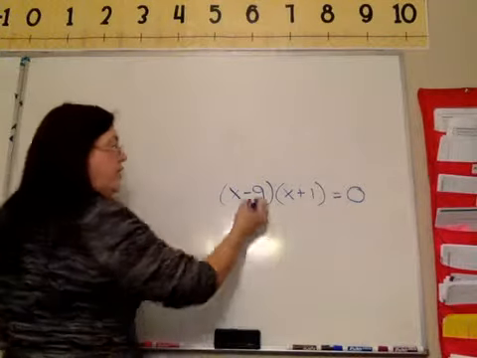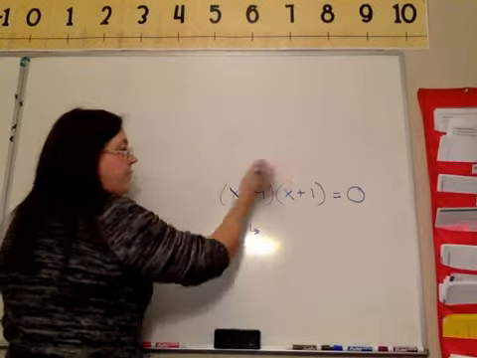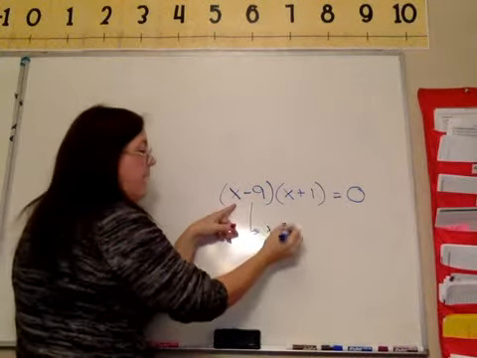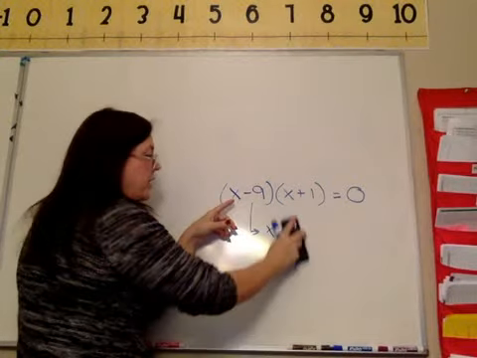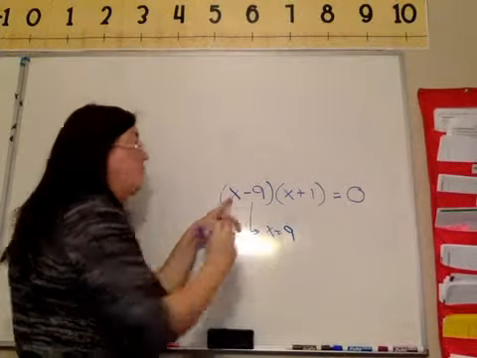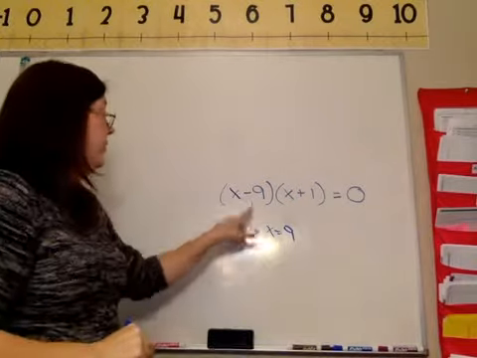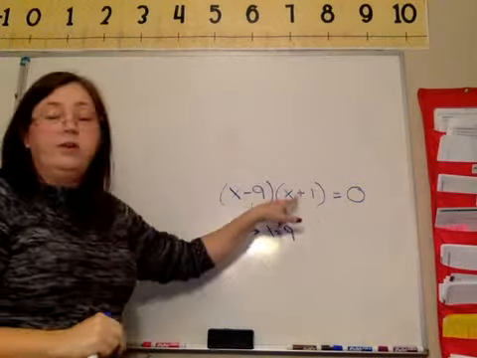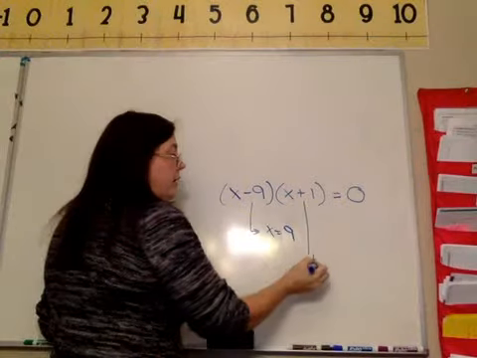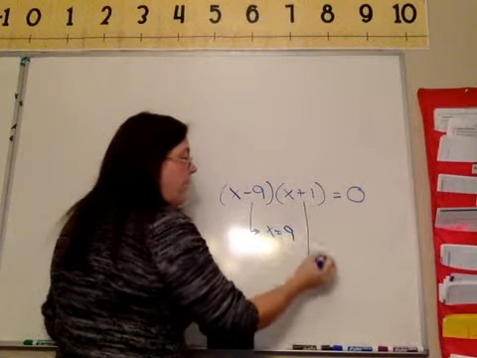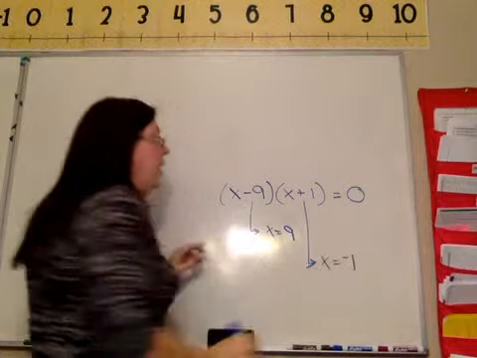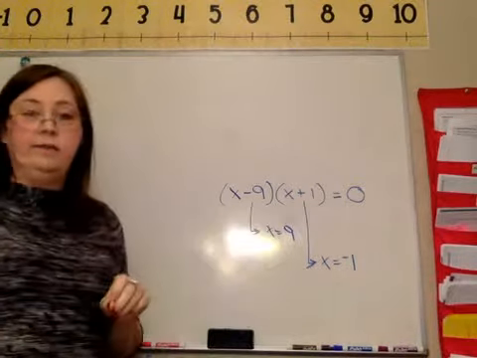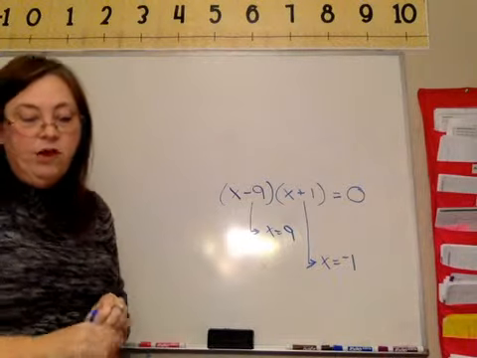If we wanted this factor here to be equal to 0, then x must be a positive 9. A positive 9 plus a negative 9 would make it 0. So this one must be a positive 9. If we wanted this factor here to be equal to 0, we have a positive 1, so x must be a negative 1. Negative 1 plus 1 gives me 0. That means that this one would be equal to 0. Okay, so maybe you overthought that one.